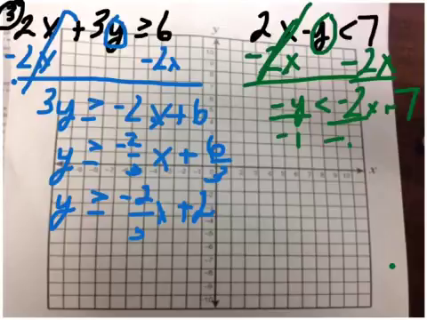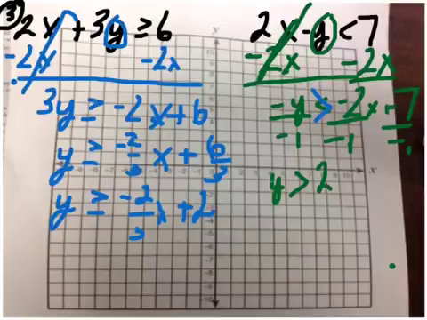But do you remember, with inequalities, there's something you got to be careful about. And that is that if you ever divide or multiply by a negative number, when you do it, you need to change the direction of the inequality sign. So what I end up with here is y is greater than a negative 2 divided by negative 1, which is a positive 2x, and a positive 7 divided by negative 1 is a negative 7. So y is greater than or equal to negative 2/3 x plus 2, and y is greater than 2x minus 7.